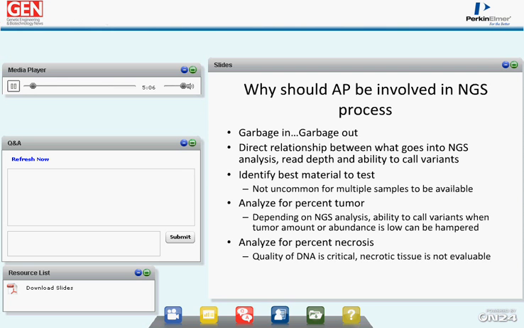Once you've identified the sample to test, the anatomic pathologist needs to analyze the abundance of tumor within that sample. Next-gen sequencing relies on the ability to call variants based on the amount of tumor that's actually present within a sample. And very, very small samples of tumor that have low abundance of tumor relative to stroma can actually make the next-gen sequencing ability to call variants that much more challenging. And then finally, we need to be able to tell the next-gen sequencing lab within the sample how much necrosis is present, because necrotic tissue is not going to have amplifiable DNA. The quality simply will be too poor.